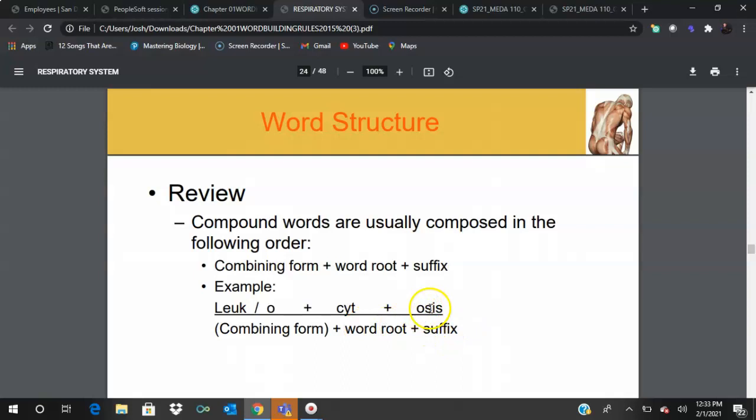If this suffix were different, let's say it began with a consonant. There's a suffix ending called penia, P-E-N-I-A, and that means lack of or deficiency of. If we put that term here instead of osis, we would have leukocytopenia. In that case, we would have to put the O because our suffix began with a consonant. So the combining vowel will be used if the suffix begins with a consonant.